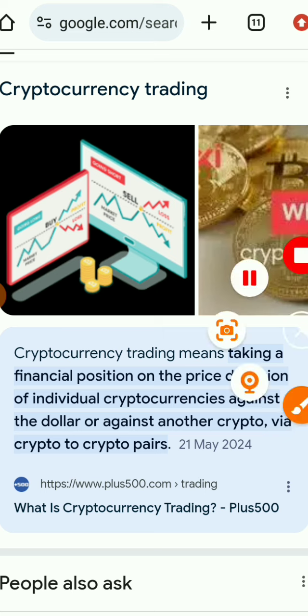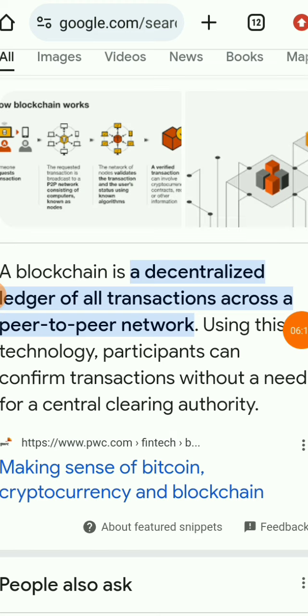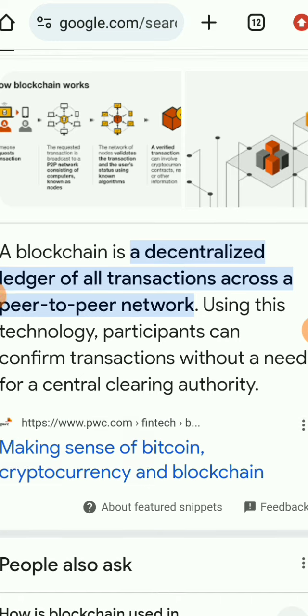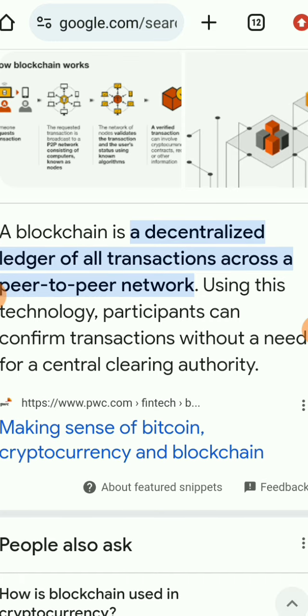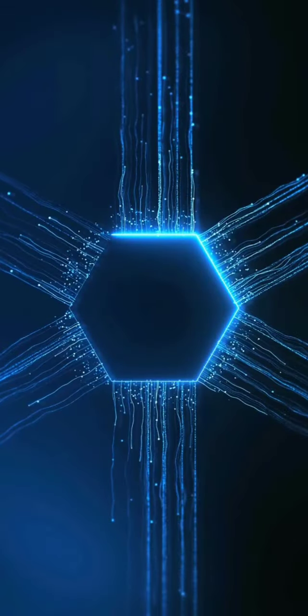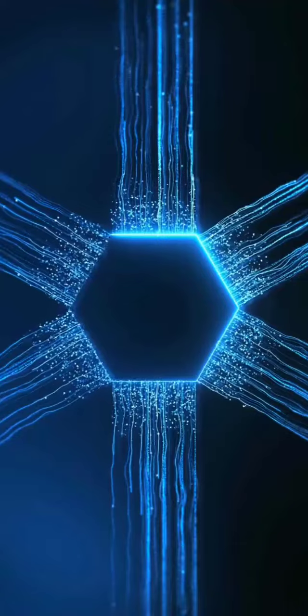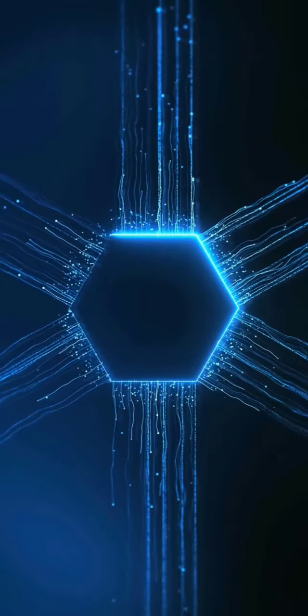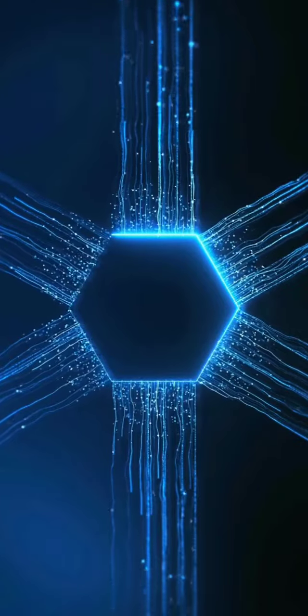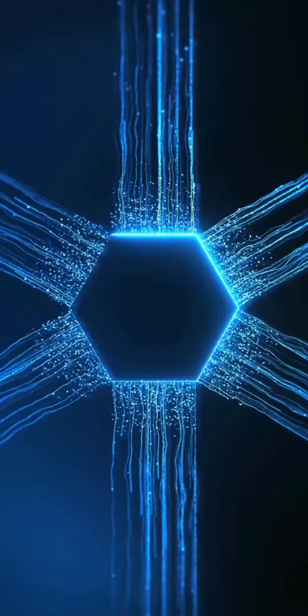All right, now having known that, we are going to look at what a blockchain actually is and what a cryptocurrency wallet actually is. Okay, so a blockchain is a decentralized ledger of all transactions across a peer-to-peer network. Using this technology, participants can confirm transactions without the need for a central clearing authority. Whenever you hear decentralized, it means there is no third party involved in this transaction. Centralized means there's a third party, decentralized means there is no third party involved. It's just from the buyer to the seller, from the sender to the receiver.